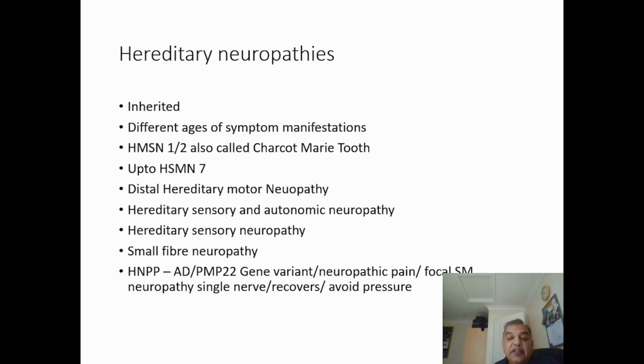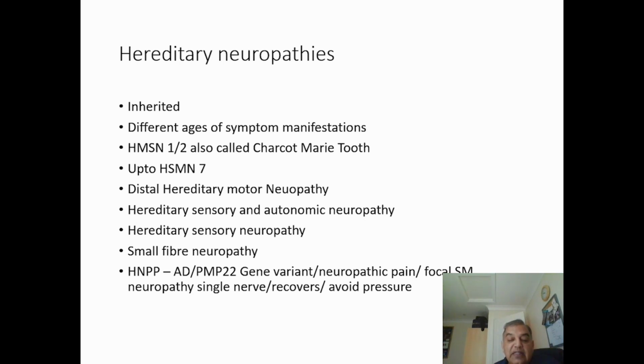Finally, a word about hereditary neuropathies. These are inherited. They have different ages of development of symptoms over a period of time. If this comes in early as compared to the previous generation, the phenomenon is called anticipation. Hereditary sensory-motor neuropathies, there are a total of 7 of them. 1 and 2 are also called Charcot-Marie-Tooth, after the people who described them. There's a very classical phenotype where there's a high arched foot with pes cavus deformity, and sometimes they can get an inverted champagne bottle shape in their lower limbs.